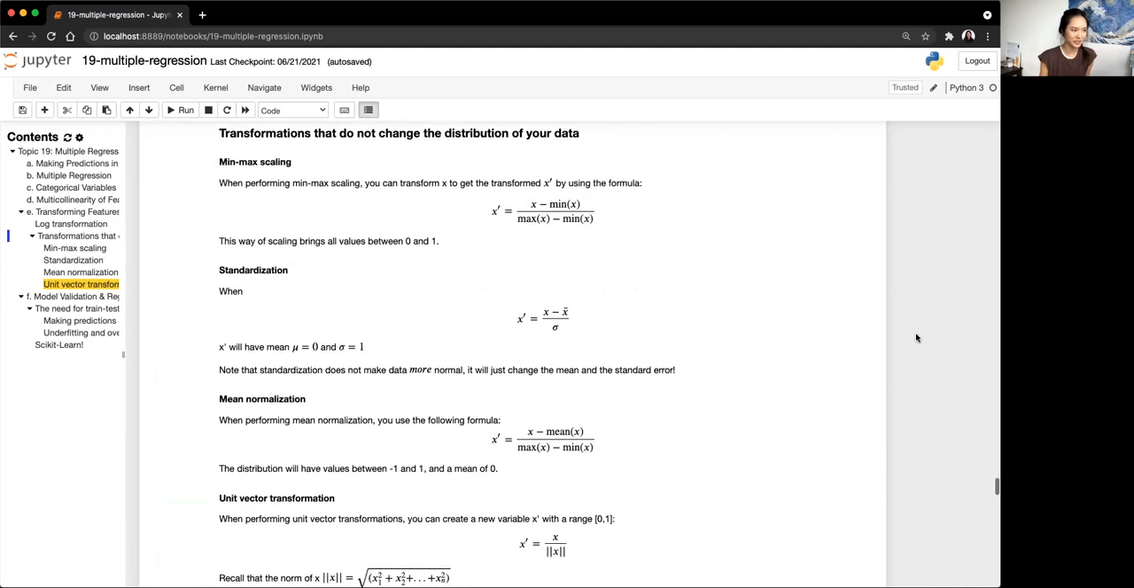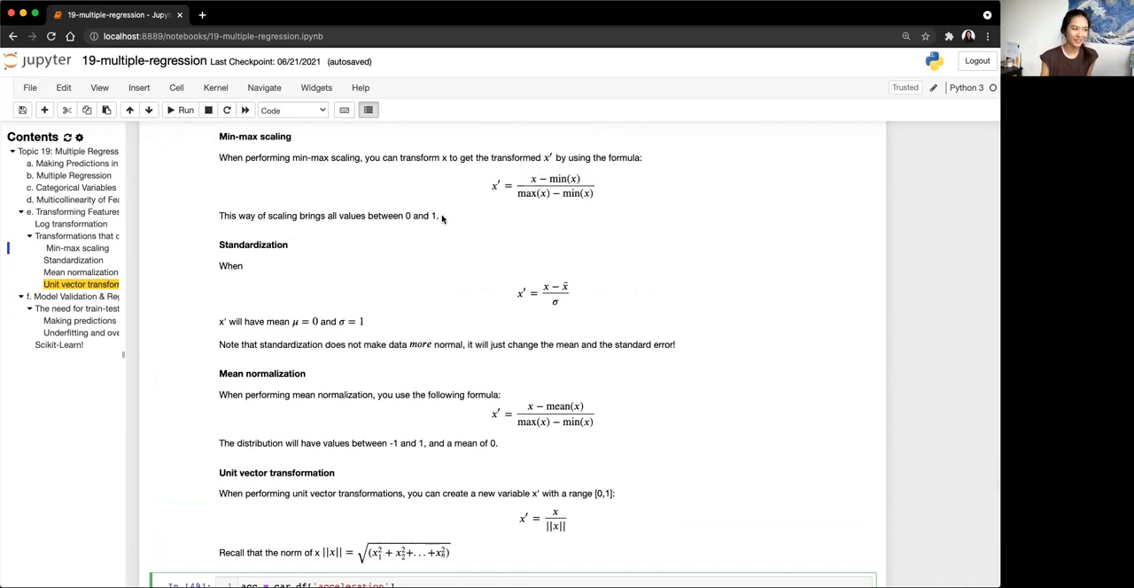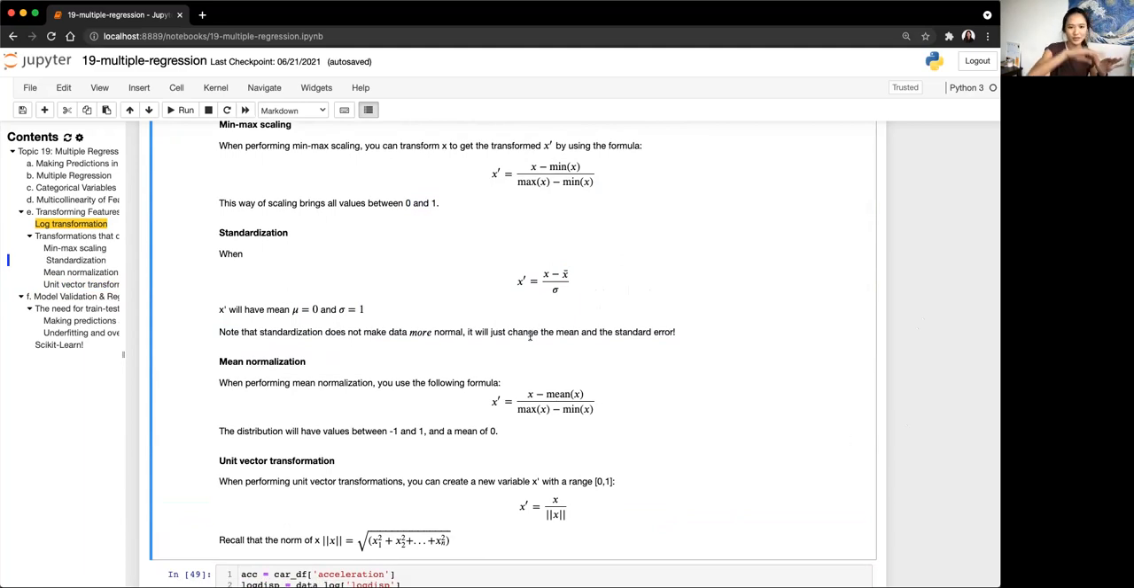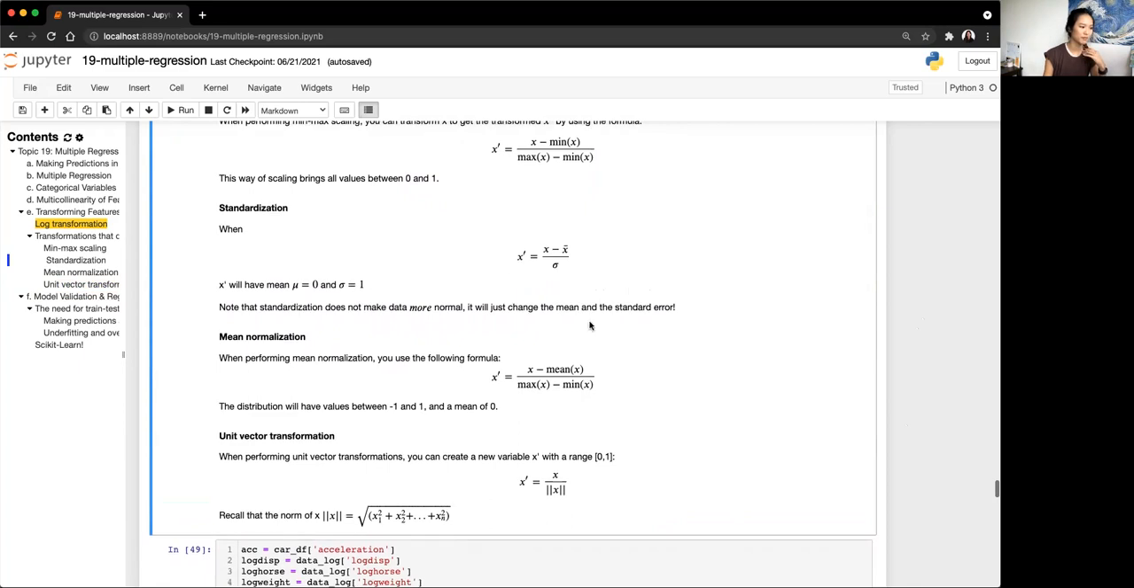Okay, so different transformations you can do. Min-max scaling. Min-max scaling will take your data and force it between 0 and 1 based on where your minimum and maximum values are. That's the formula for that. There's also standardization, and standardization, if you remember, is the same formula as our z-score. So you can get the z-score of your data points. And that also does not change the shape of your distribution.